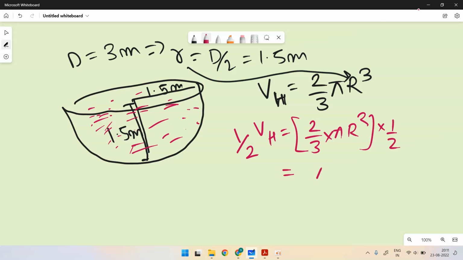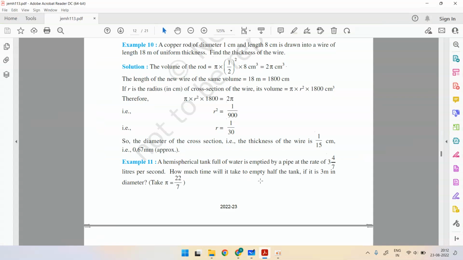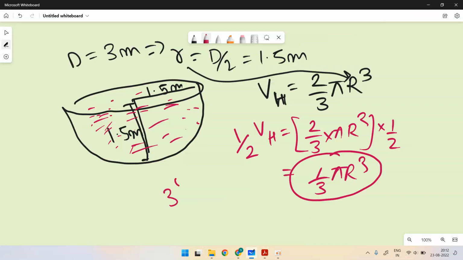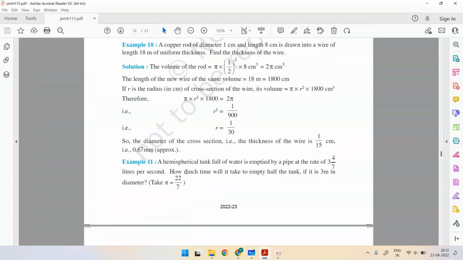Nothing but 1 by 3 pi r cube. Now this 1 by 3 pi r cube is to be completely emptied, because this half of this volume will be completely emptied at a rate given here, 3 4 by 7, which is nothing but 7 3 21, 21 plus 4 25 by 7 liters per second.